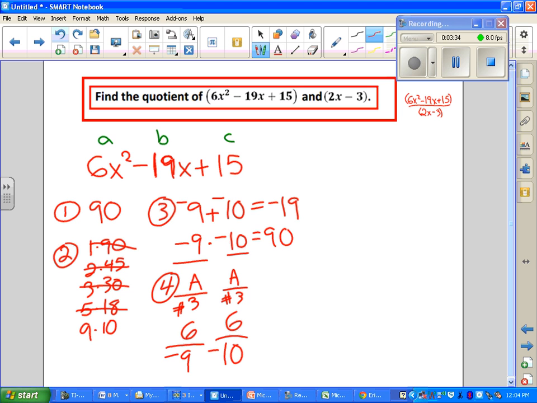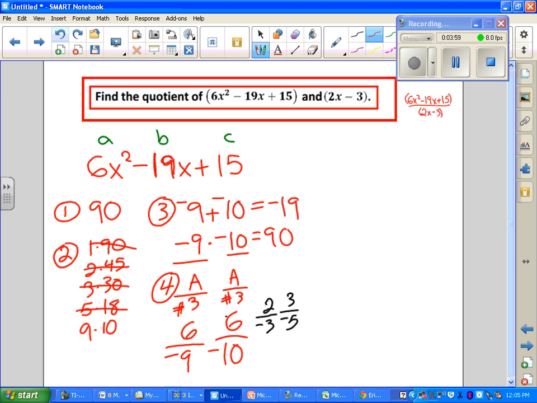All right, now I've reduced my fractions. 6 over negative 9 does reduce. You can divide both of them by 3, so I would get 2 over negative 3. And 6 over negative 10, they both can be divided by 2, so that would be 3 over negative 5. Those are my two fractions.